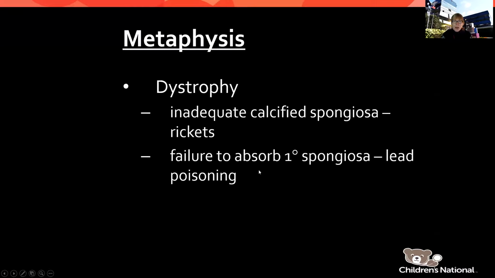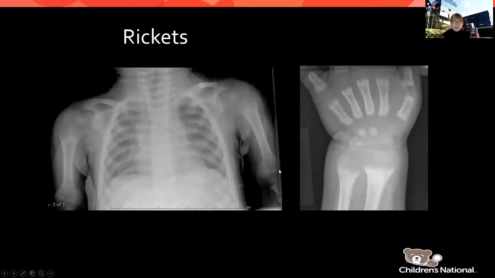Now for dystrophies, rickets and lead poisoning can be big mimickers. And again, we'll have the cupping and fraying. They may have complete loss of the zone of provisional calcification in rickets, but once they start getting treated, you may see it again. So the big difference here is that with treatment, it's reversible.